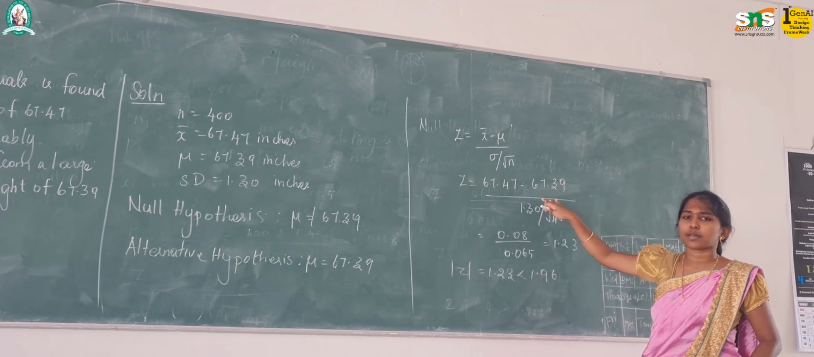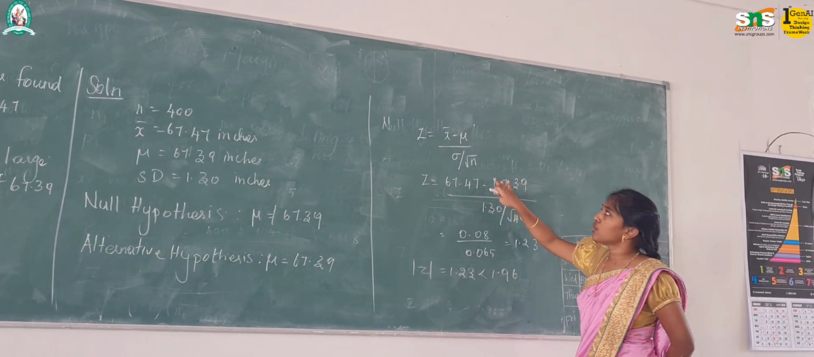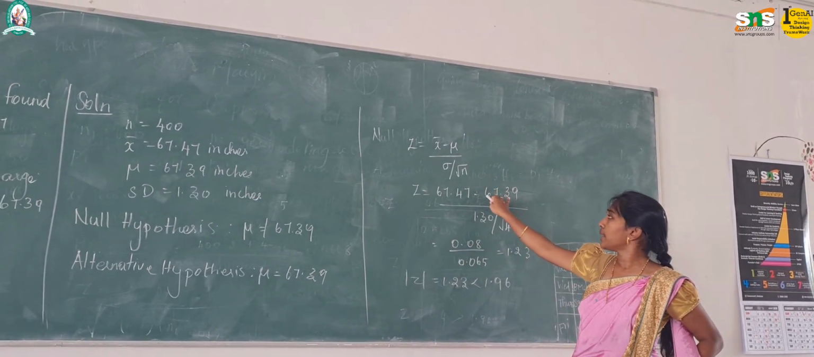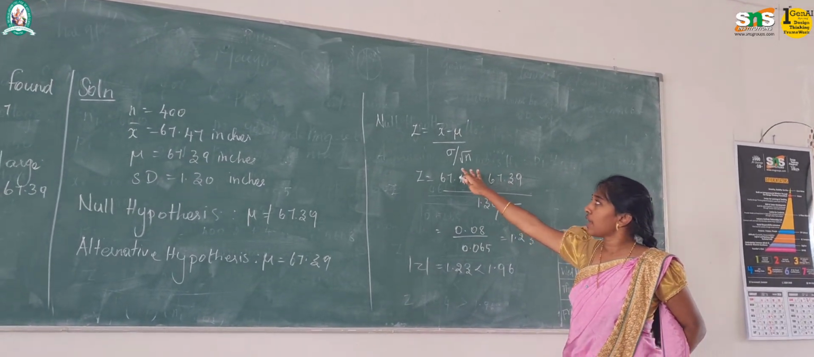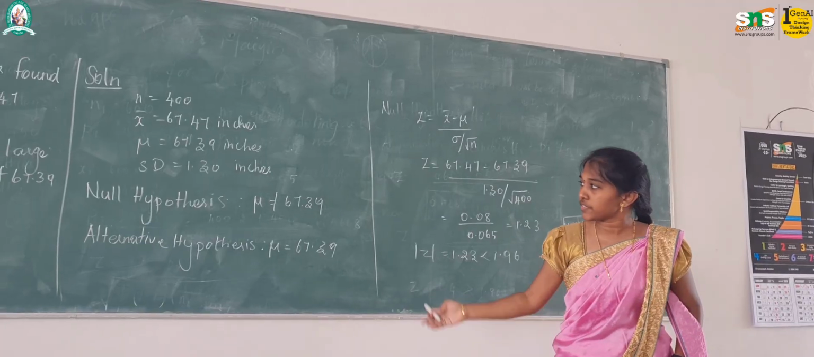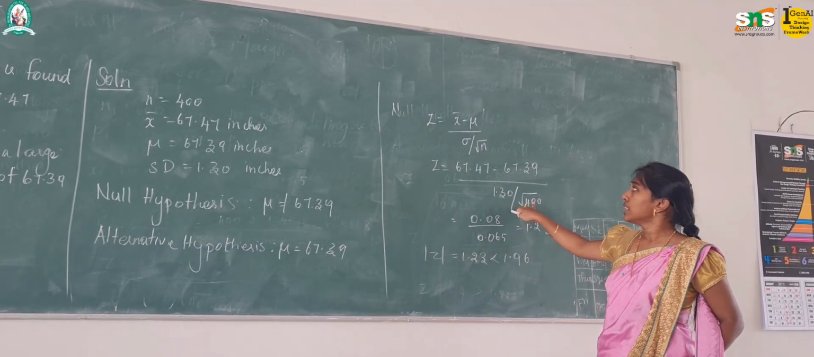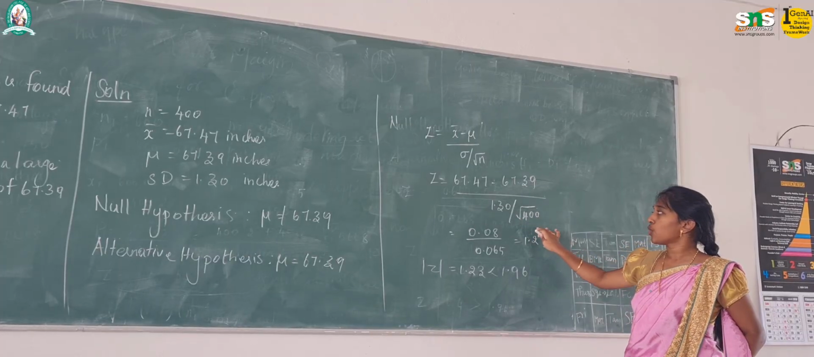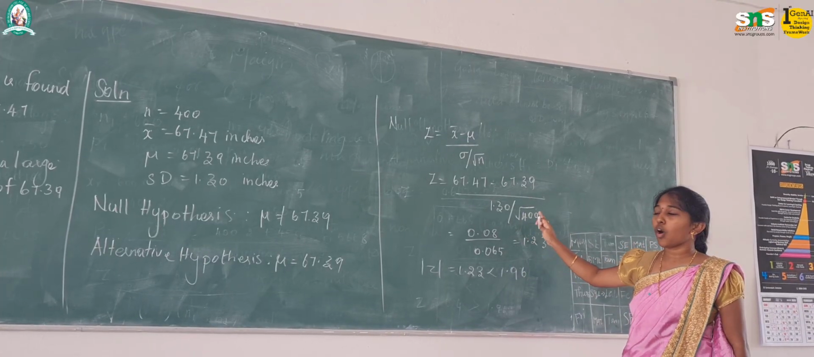Now we are going to substitute all those values. Here the value of x bar is 67.47 and the value of mu is 67.39. Then the sigma value, that is the standard deviation, is 1.30. Then the sample size n is 400, so this will be replaced as root 400. Now we are going to simplify all these terms.